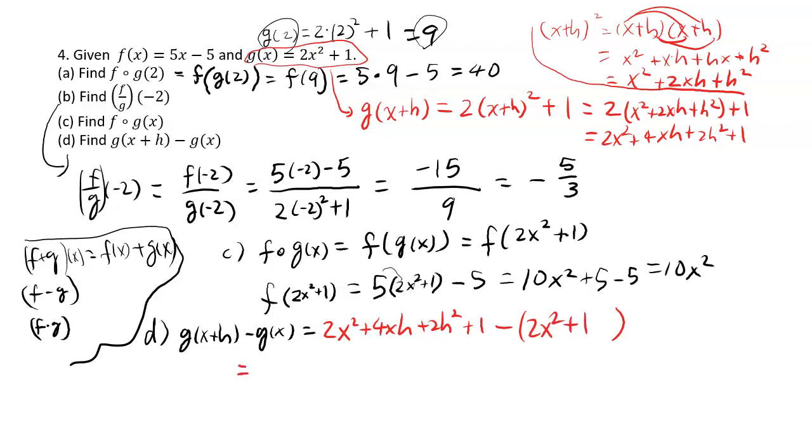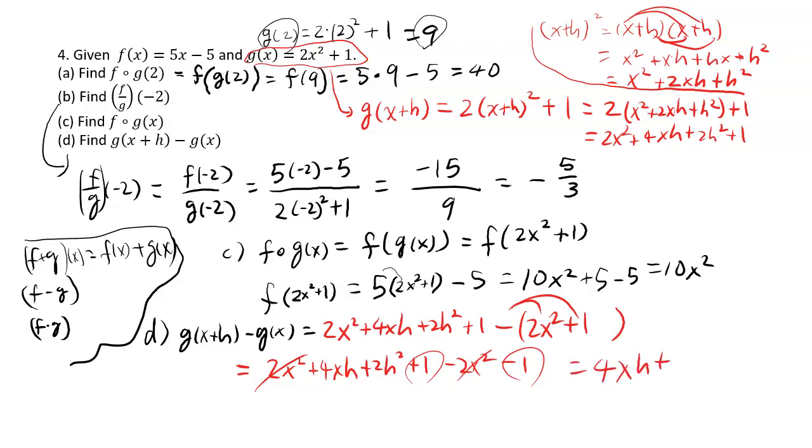So many math mistakes can be avoided by putting parentheses, just like how we put parentheses here. People forget to put that parenthesis thinking it's not a big deal. You end up costing yourself a lot of points. So please don't do that, okay? 2x squared plus 4xh plus 2h squared plus 1 minus 2x squared minus 1 after distributing the minus. And I see that 2x squared and 2x squared cancel. And then 1 and minus 1 cancel. So what's left? You're left with 4xh plus 2h squared. So that's the answer to D.